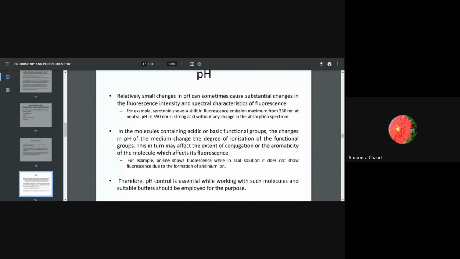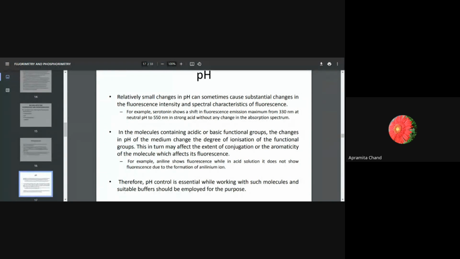Similarly, pH. They have given some examples of how pH can affect fluorescence emission. For example, if you have serotonin, in neutral pH the fluorescence emission maximum is 330 nanometers. But if you have a strong acid, then the fluorescence emission maximum is at 550 nanometers.